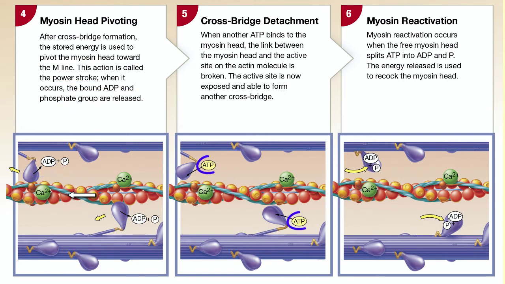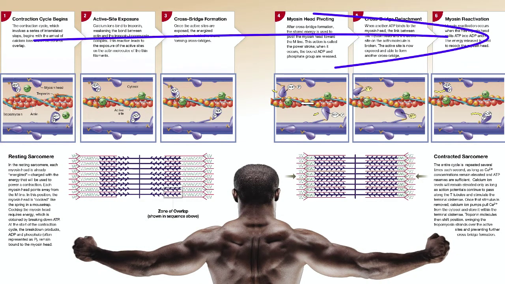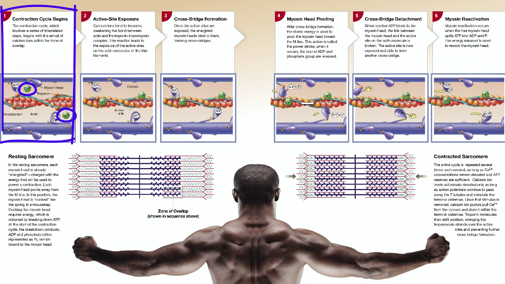A new ATP molecule is then required to disconnect each myosin head from the active site, detaching the crossbridge. This new ATP molecule is quickly split into ADP and phosphate, re-energizing the myosin head for another cycle. As long as calcium ions and ATP are both present, the contraction cycle continues and can occur many times each second.